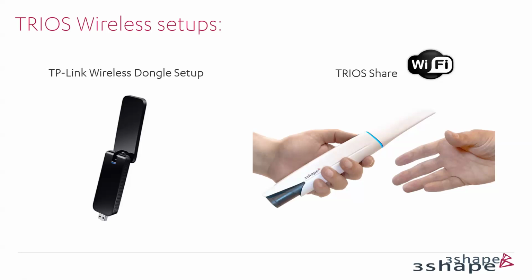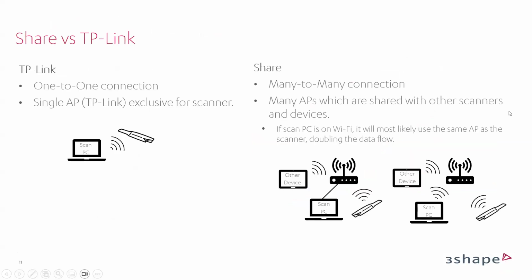As you remember, we mentioned during our previous session that there are two ways to connect our scanners to the system. The first, standard one is the TP-Link wireless dongle setup. You have the TP-Link dongle adapter with your scanners, so you plug it into the USB port and connect your scanner with the help of this TP-Link adapter. Another one is the Trios Share option, where our software uses your clinic internet network to connect the scanner and use it in different rooms if needed. So here is the difference.